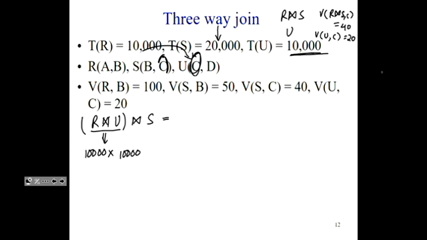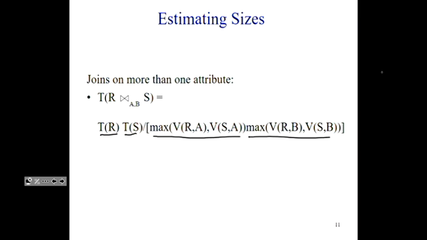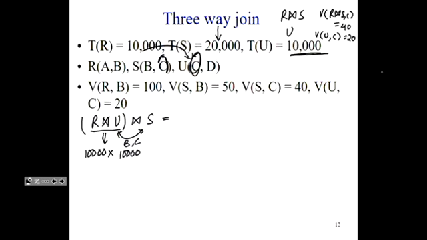Okay? Now between these two, you have two attributes in common. You have B in common and you have C in common. And going back to this slide, if you have more than one attribute in common, then you just divide by the max of the number of distinct values for the first attribute and the max of the number of distinct values for the second attribute. So this was the T of R comma U, R joined with U. Let me rewrite this.